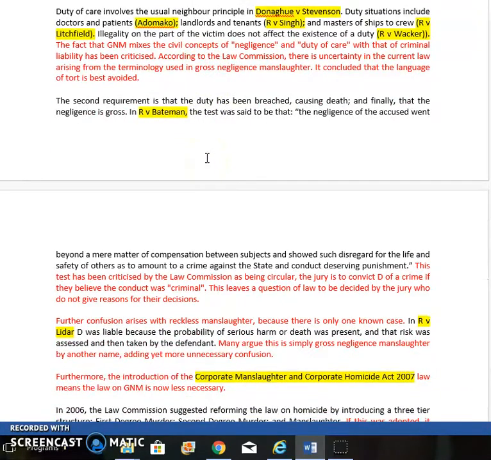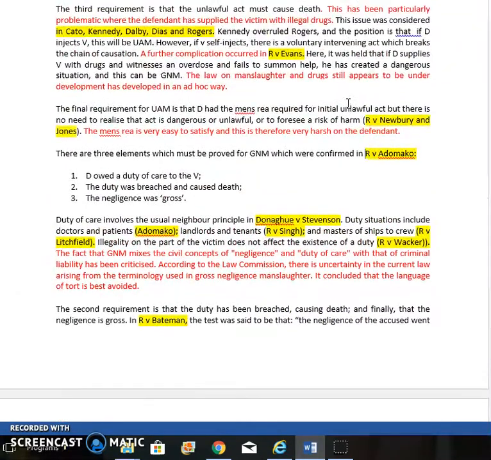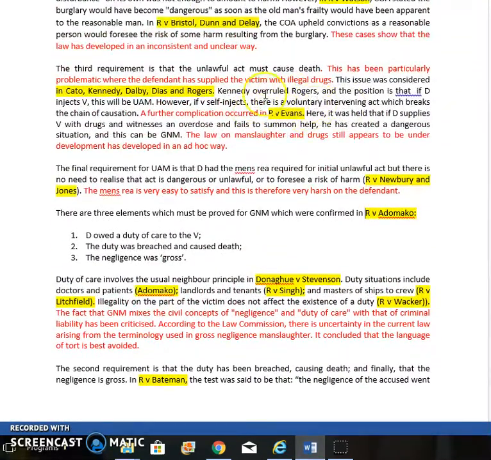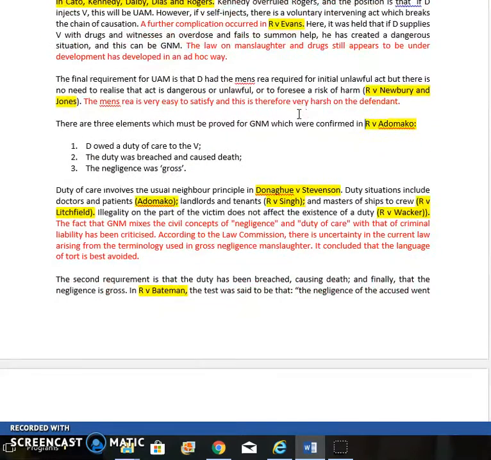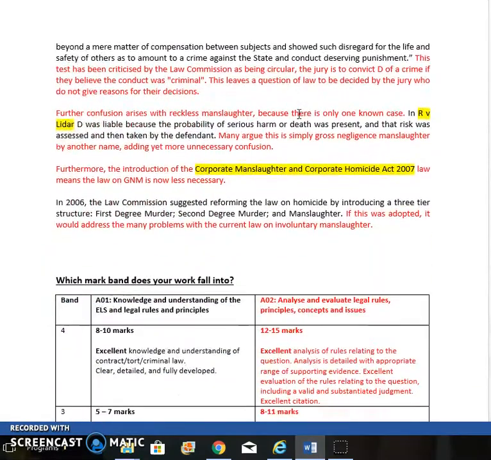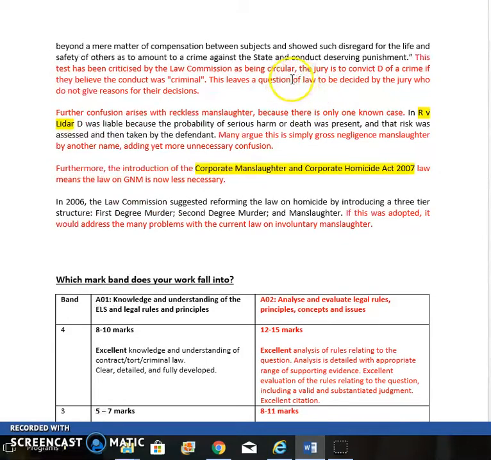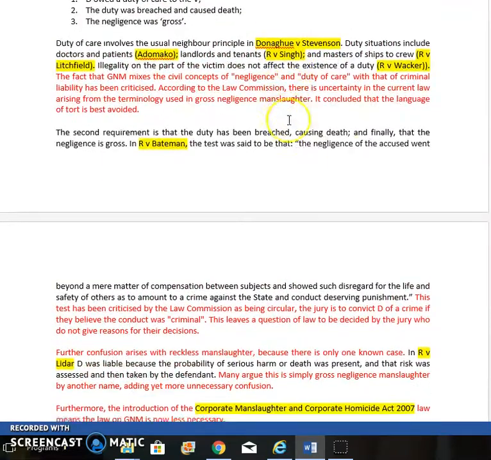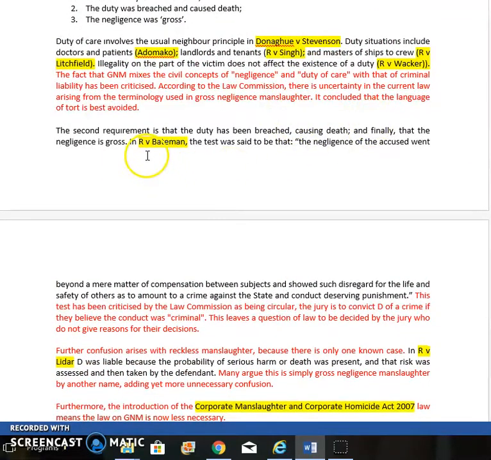Second requirement is that it's been breached, causing death. We've touched already on a problem there with causing death and drugs. And of course, we've already said that with Evans, you could have gross negligence manslaughter if they fail to summon help.